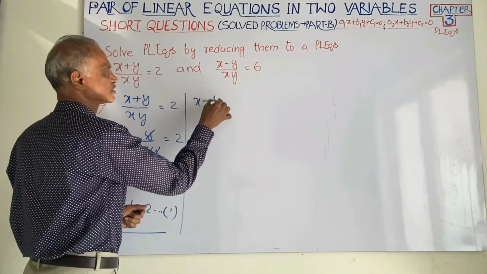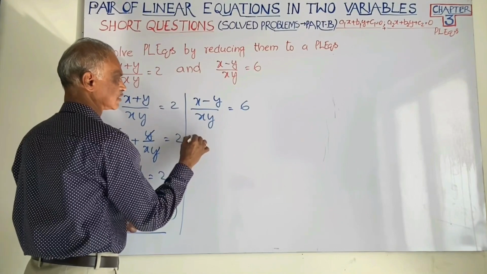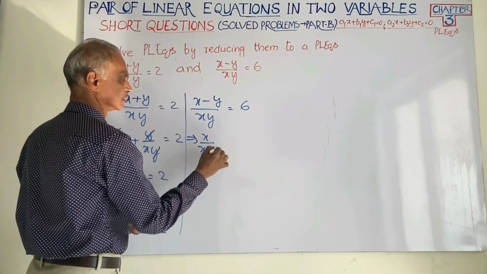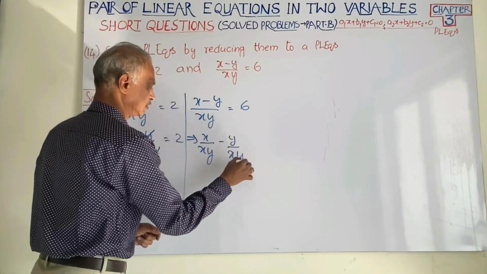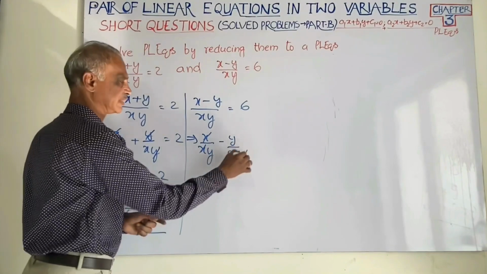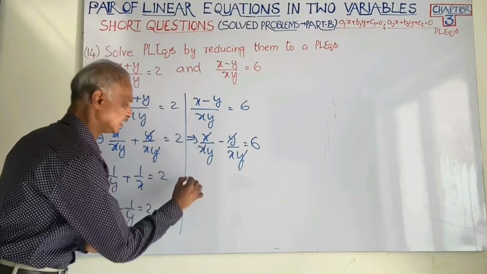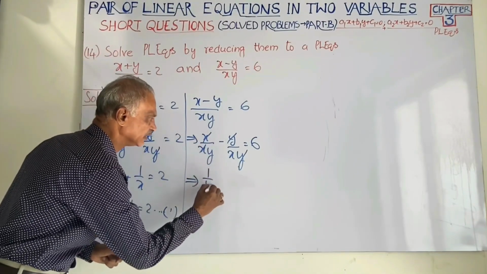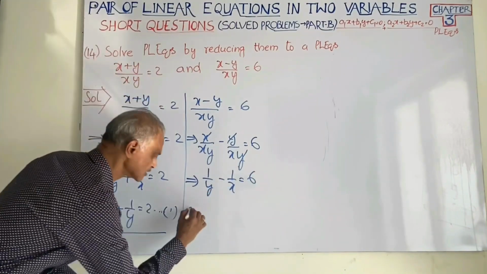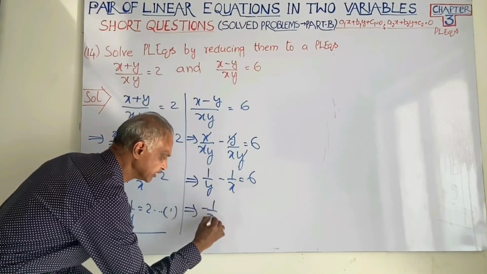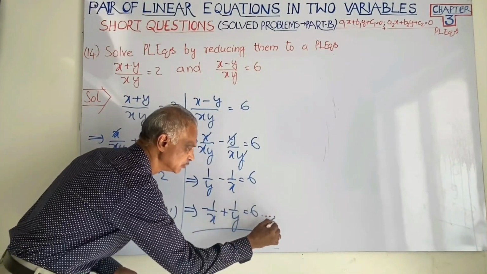Next, what is the other equation? We have (x minus y) by xy is equal to 6. This can be written as x by xy minus y by xy is equal to 6. I forgot to write 6. X cancels, y cancels. Then you got 1 by y minus 1 by x is equal to 6. I will write it like this: minus 1 by x plus 1 by y is equal to 6. This is equation number 2.